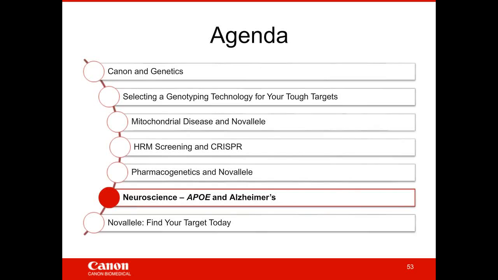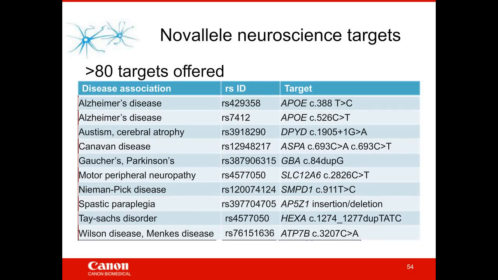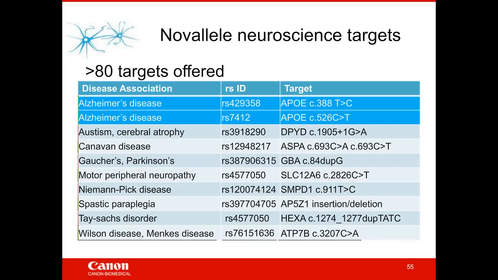The last application I would like to discuss is our neuroscience targets, specifically the gene APOE and its relation to Alzheimer's disease. Canon Biomedical offers over 80 targets specific to neuroscience and associated neurological diseases. On this slide, you can see a handful of the targets we offer and the specific diseases they associate with, including our APOE targets related to Alzheimer's disease.